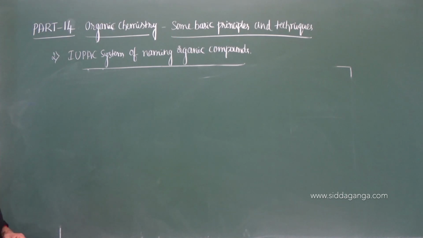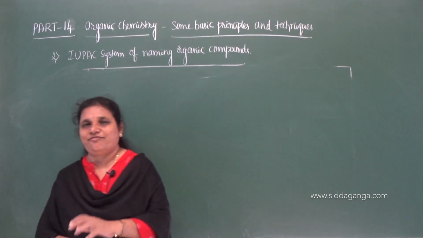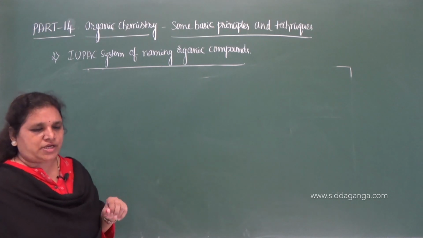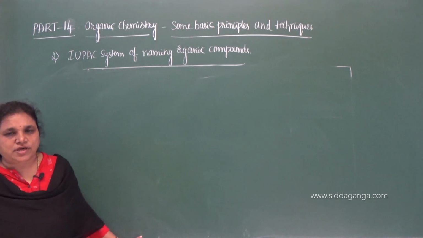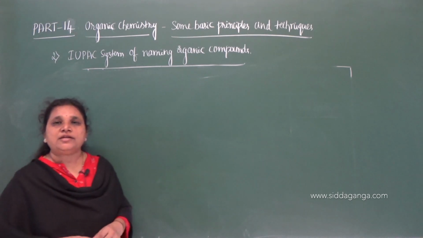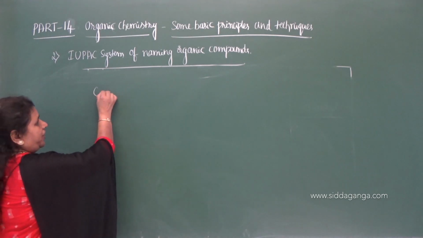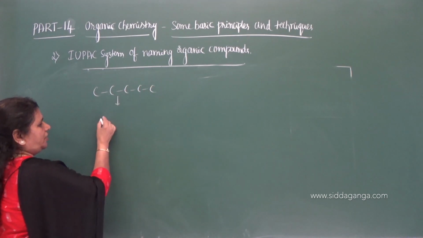Now let me take one organic compound here which contains 5 carbon atoms. In the given organic compound, I selected a chain which is the parent carbon chain, and if that selected parent carbon chain contains 5 carbon atoms, what will be the root word?